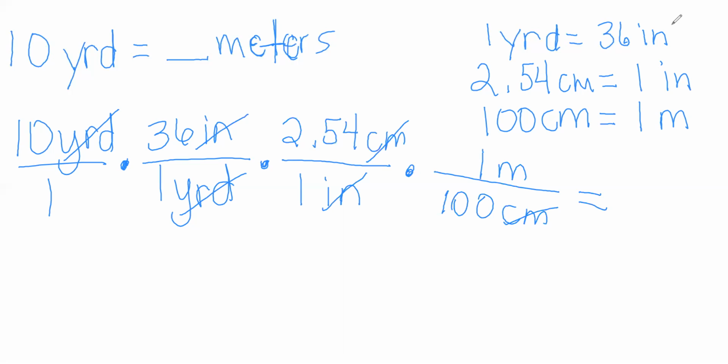So you're going to plug this into the calculator. 10 times 36 times 2.54. That goes on the top. And then, of course, you're going to divide it by what we have on the bottom, which is 100. And you should end up with 9.144 meters. Hopefully that's what you got if you tried this one yourself. All right, a couple more.